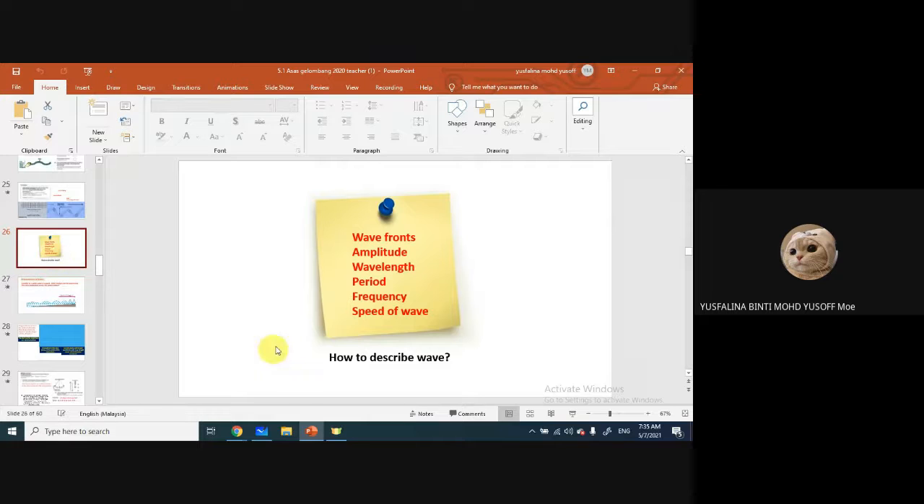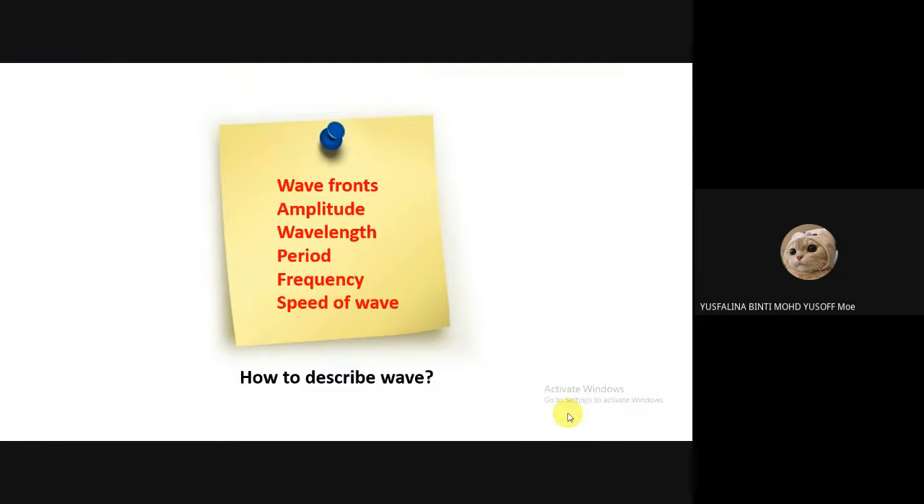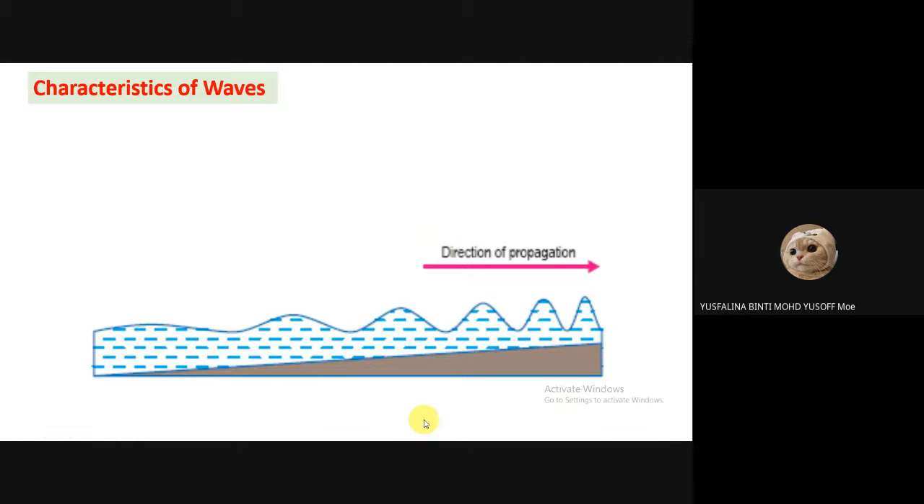Okay. So wavefronts. Amplitude, wavelength, period, frequency, speed of wave. Before this we already learned to differentiate between the longitudinal wave and also the transverse wave, right? So now we will see how to find the amplitude, the wavelength, the period, the frequency or the speed of wave. Okay, so characteristic of wave.